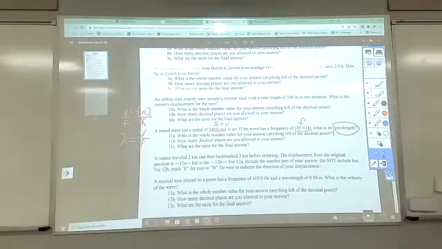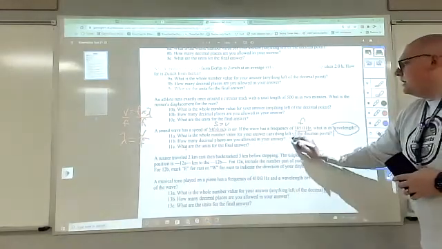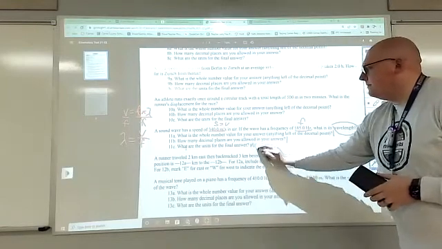For 11B, how many decimal places am I allowed? Each number in the problem has 1 decimal place. So I'm going to answer 1 for 11B. And for 11C, what are the units for the final answer? The units for the final answer are going to be meters, since I am measuring wavelength.